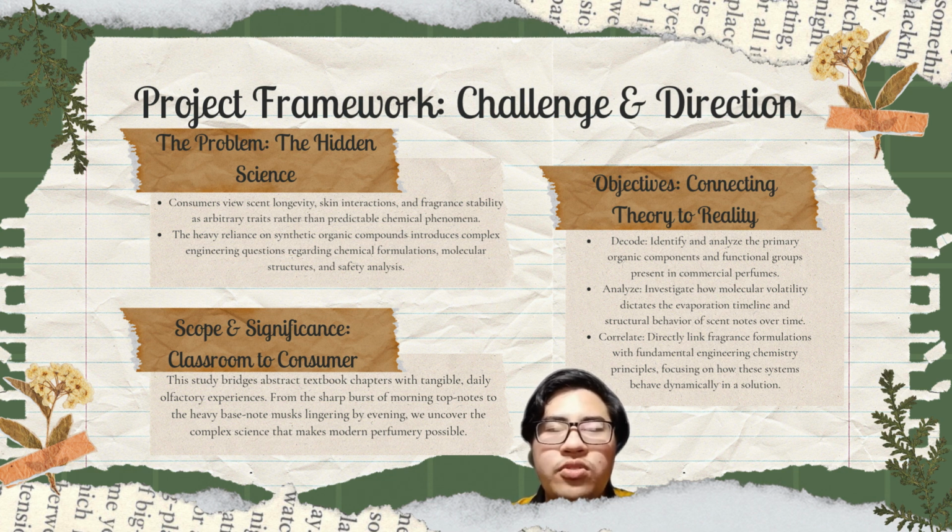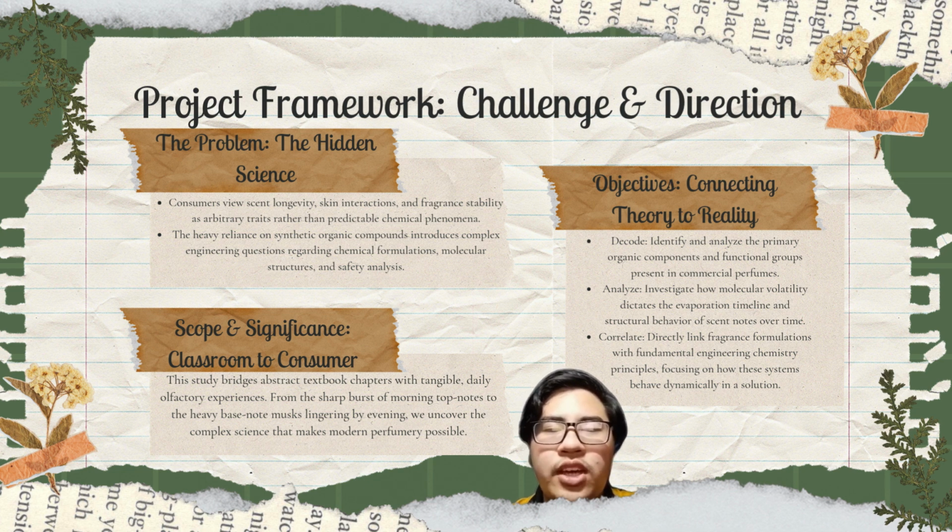Even though we all use fragrance constantly, most people have no idea what's actually happening on a molecular level. We tend to think things like, why does this perfume fade after an hour? Or, why does this smell different on my friend than on me? are just random, arbitrary quirks of the product. But they aren't. They are completely predictable chemical phenomena. On top of that, dealing with synthetic organic compounds brings up some really complex questions about chemical formulations, structure, and safety analysis. To make sense of all of this, our group focused on three main objectives.